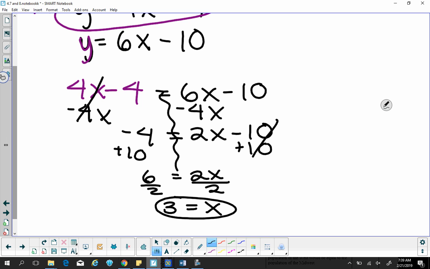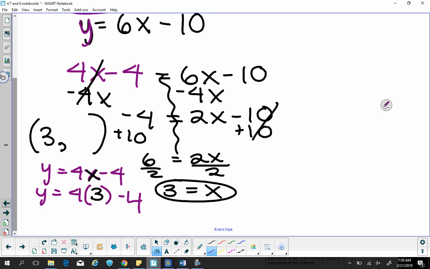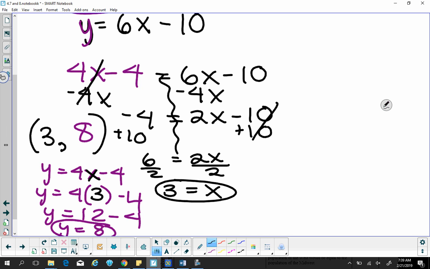So I know my x coordinate is going to be 3. To solve for your y, you plug it into either equation. Doesn't matter which one. We can plug it into 4x minus 4. So y equals 4x minus 4. We know our x coordinate is what number? 3. Then we solve. What is 4 times 3? 12. Minus 4. You end up getting 8. So your answer is 3, 8.